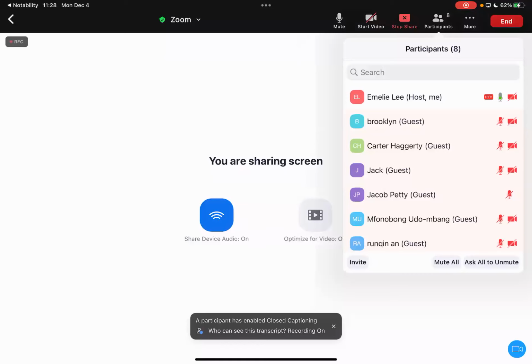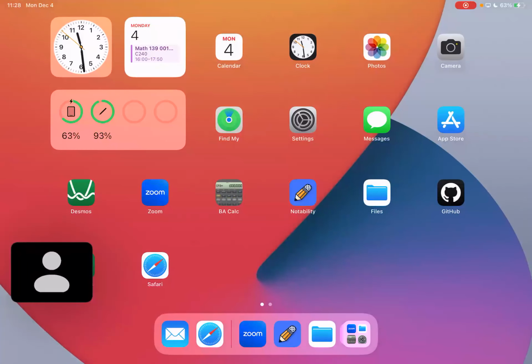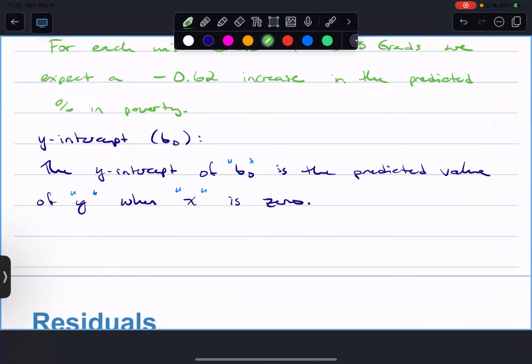Just going to mute everyone just in case. You're allowed to unmute yourself, but it's okay. Okay.